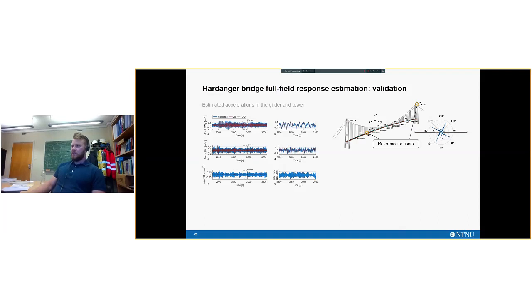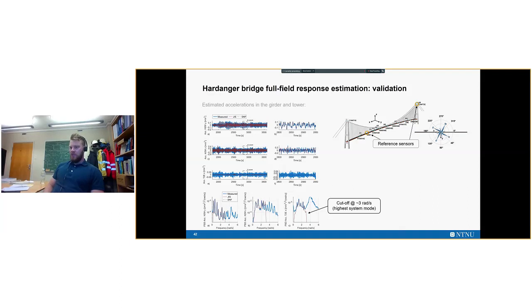And in terms of accelerations, we see that we are quite able to describe the accelerations in the bridge girder. However, in the tower, we are not able to do so. The tower is the bottommost plot of this time series.